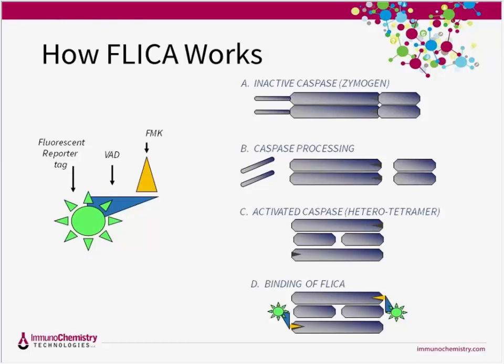The FMK reactive group is what actually forms a covalent bond with the catalytic sites of the active caspase enzyme. So this is what enables the FLICA probes to be retained inside the cell despite the subsequent wash steps. Once the FMK reactive groups on these FLICA probes form these covalent bonds with the catalytic cysteine groups within the caspase reactive sites, this means the caspase enzyme becomes inhibited, so it's no longer able to cleave any substrates.